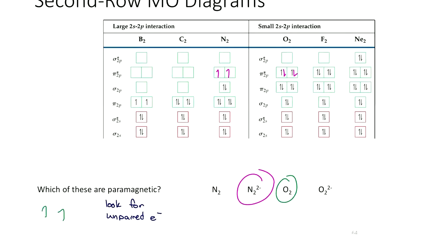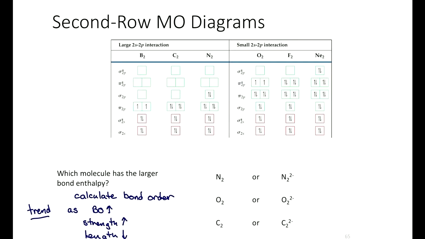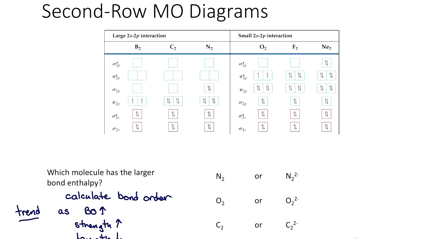All right, so that's magnetism. So let's still talk about anions and stuff because it's useful.